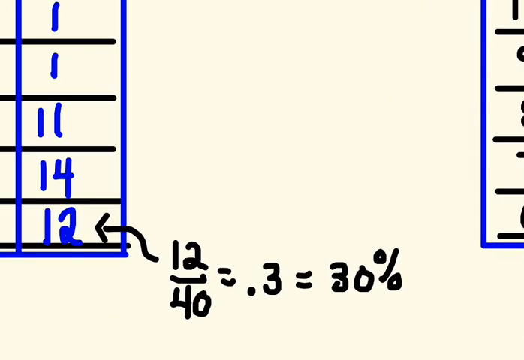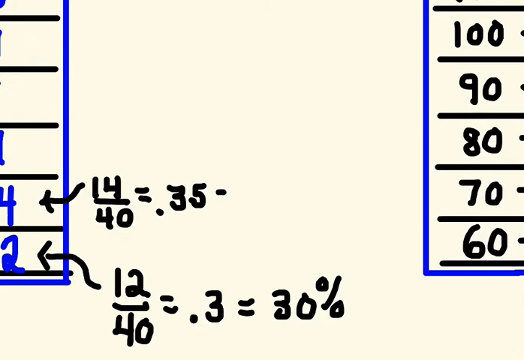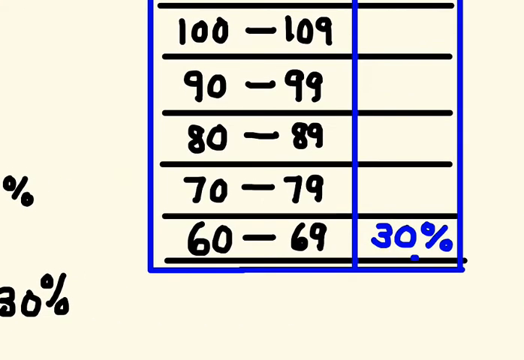Now let's move over to the next one, and here we have 14. So this one is going to be 14 values over 40, and you can simply put that into your calculator because we could reduce it ourselves, but 14 divided by 40 gives us 0.35, and 0.35 is 35%. So more data values exist in our second class. Okay, so this is 35%.